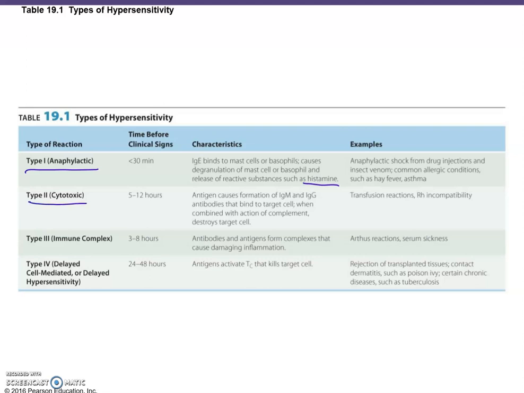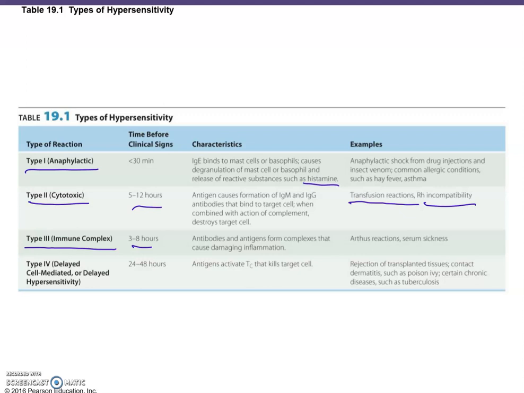Moving on to type 2, cytotoxic hypersensitivity. There the problem is the complement activation, and then the complement will destroy target cells. This is a lot of times happens with transfusion reactions or Rh incompatibility. Then we have type 3, that would be the immune complex type of hypersensitivity. Also has more time here, 3 to 8 hours. And in this case, antibodies and antigens form complexes that cause damaging inflammation. And this would be like serum sickness, for example.